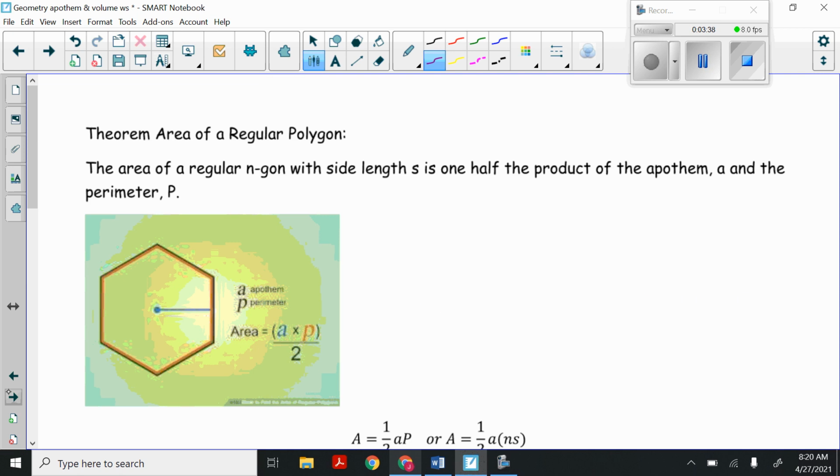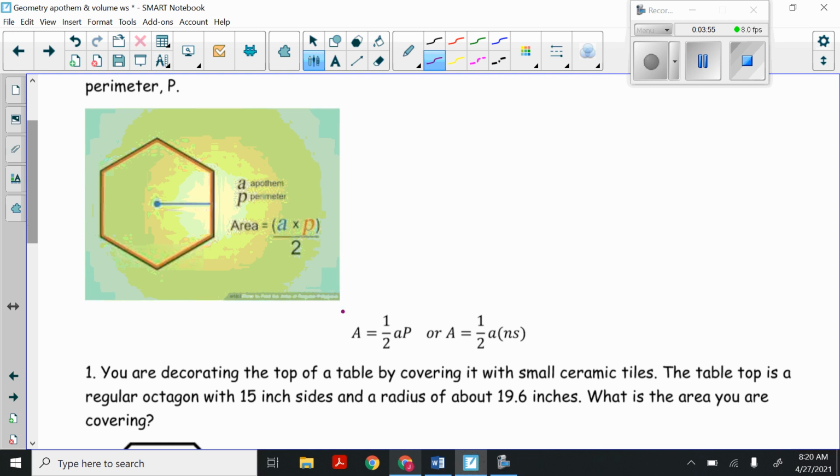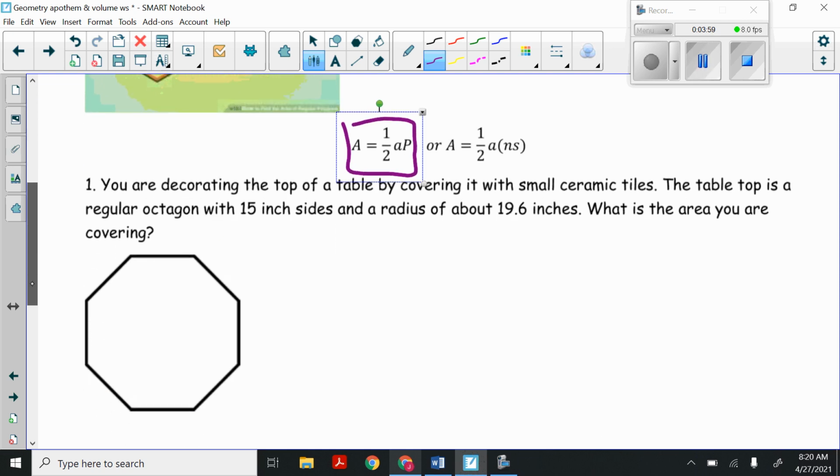So then we have the theorem for the area of a regular polygon. We have seen this formula before when we were doing our surface area and volume. The area of a regular polygon with side length S is 1/2 the product of the apothem A and the perimeter P. So the area is equal to 1/2 apothem times the perimeter. We've been using this. So we'll look at an example.